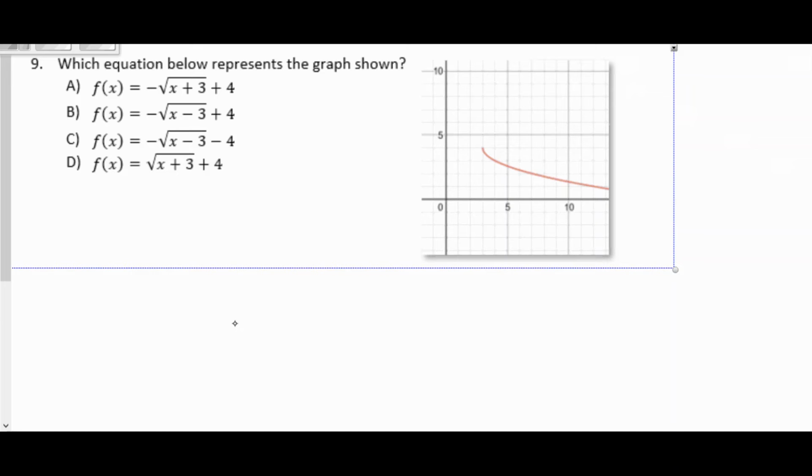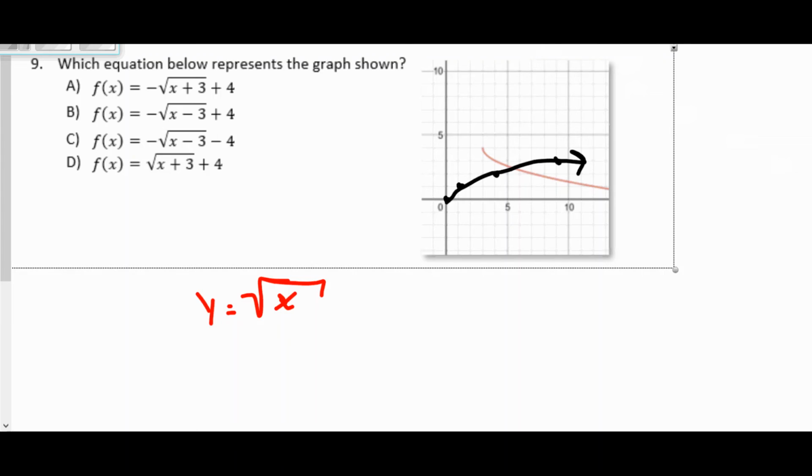The equation below represents the graph shown. So we're given a graph of some obviously square root function because those are all the equations in the multiple choice questions. And basically they're asking which equation represents the transformations it's gone through. Its parent graph is going to be y equals the square root of x. One little tip I gave you guys in class is to maybe sketch in the parent graph so you can see how it's transforming. So I'm just going to do that really quick.